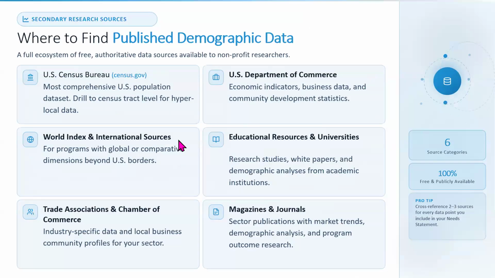Let's continue. This goes further to say, where do you find published data? You can go to the U.S. Census Bureau. You can go to World Index and international services. You would only need this if you have international clients.